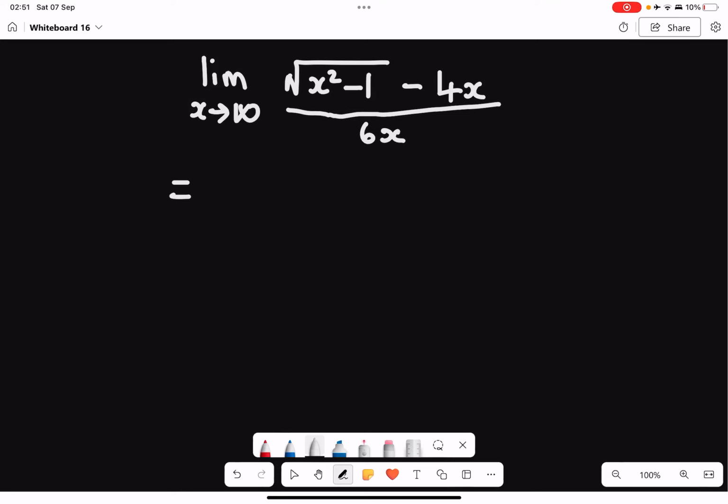In the previous video, I used L'Hopital's rule to find the value of this limit. In this video, I'm going to find the limit using factorization.